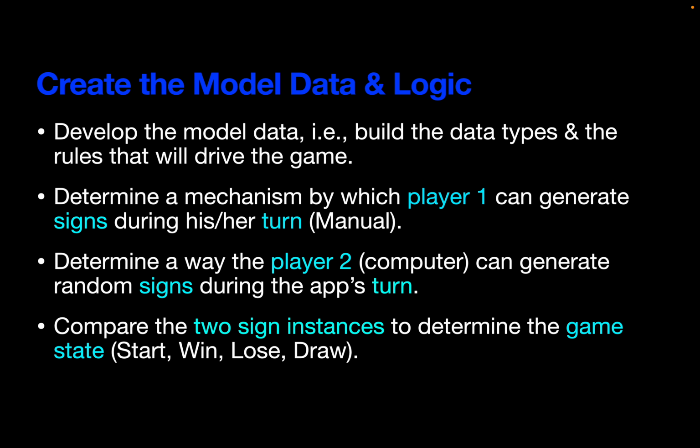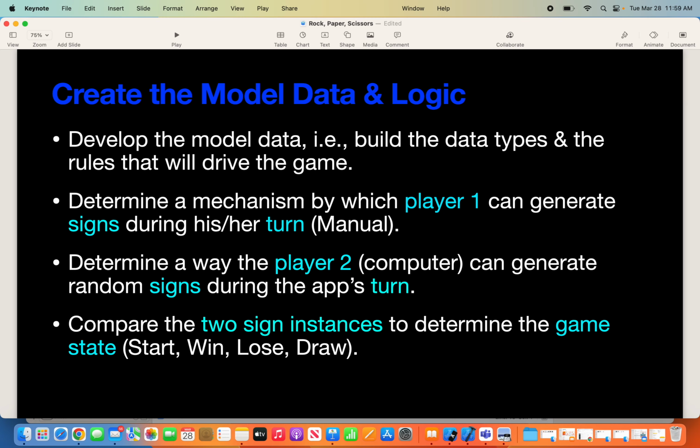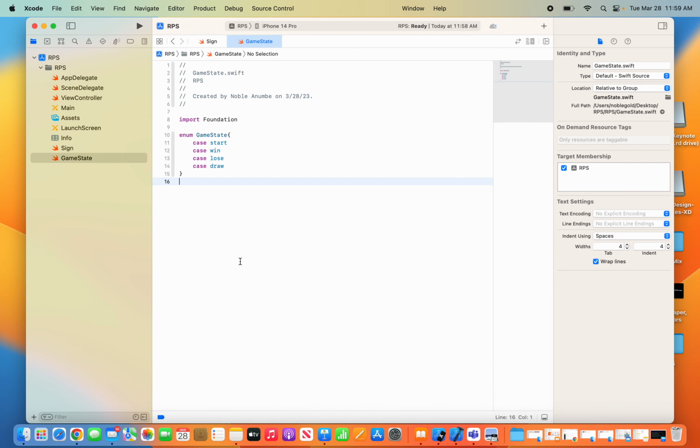Number 2, we already said was going to be manual, right? Because the first player has to enter something on the screen. So for the second player, which is the computer, we have to be able to generate random signs during the app's turn. How do we generate those random signs? That's one of the things we need to figure out. How does the computer go about throwing up its own signs once the human player number one has thrown up theirs? That's part of what we are going to figure out.